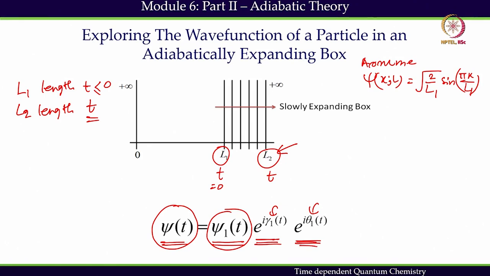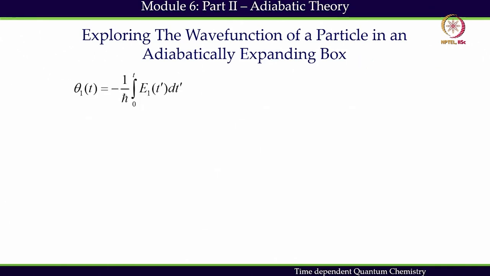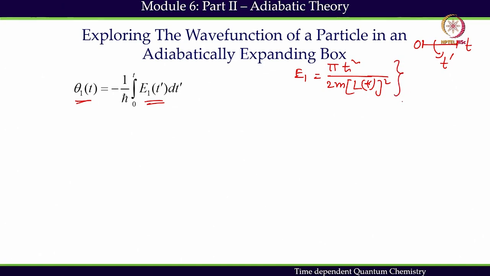So we will explicitly see how to get that. First, we will look at theta 1t, how much it is going to be. Theta 1t will depend on this integration that we have seen, and the energy E1, we know, is pi squared h cut squared by 2m L squared. From 0 to t is the expansion time interval, and any time within this interval is t dash, and that is the integration we have taken. This is the instantaneous energy of the particle in the ground state.